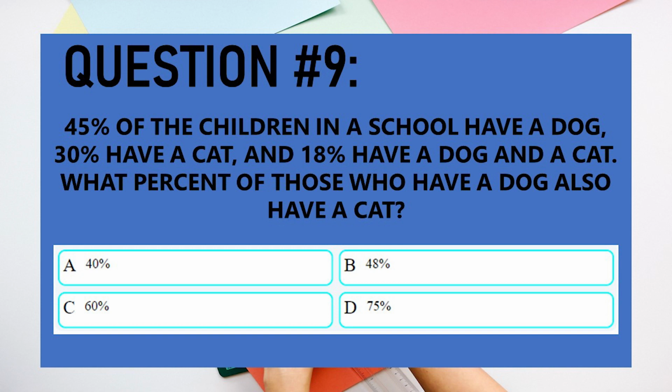Question number 9. 45% of the children in a school have a dog, 30% have a cat, and 18% have a dog and a cat. What percent of those who have a dog also have a cat? Letter A, 40%, letter B, 48%, letter C, 60%, or letter D, 75%.